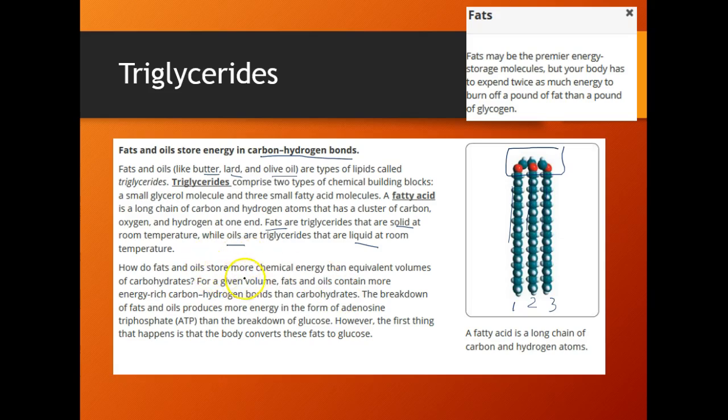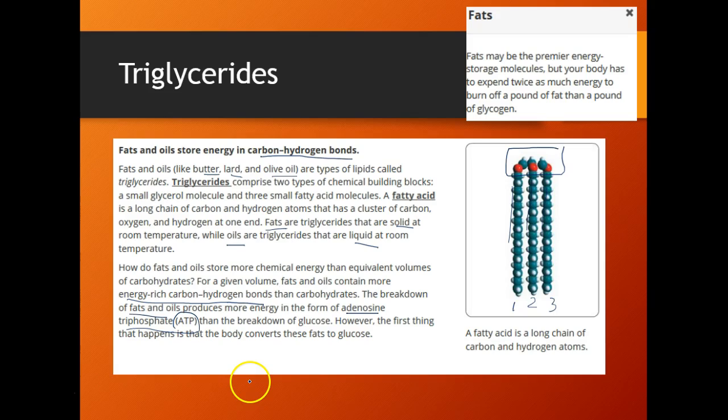So how do fats and oils store more chemical energy than equivalent volumes of carbohydrate? For a given volume, fats and oils contain more energy-rich carbon-hydrogen bonds than carbohydrates. Remember, the energy is stored in those carbon-hydrogen bonds. So fats and oils contain more of these energy-rich bonds than carbohydrates. So when you break down the fats and oils, they produce more energy in the form of, again, ATP than if you were to break down glucose.